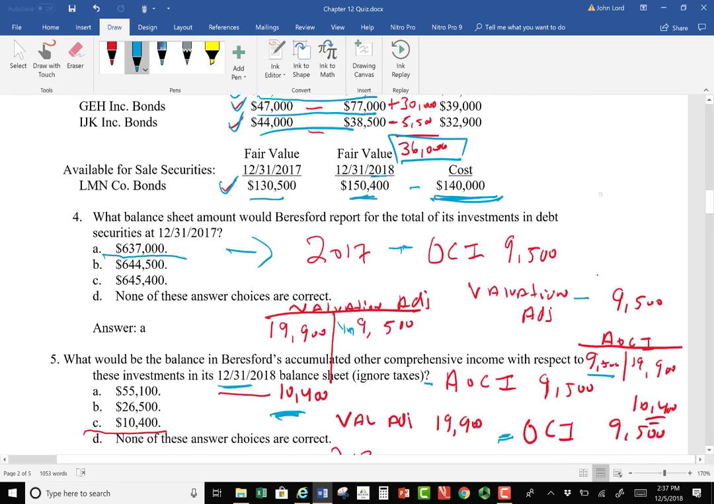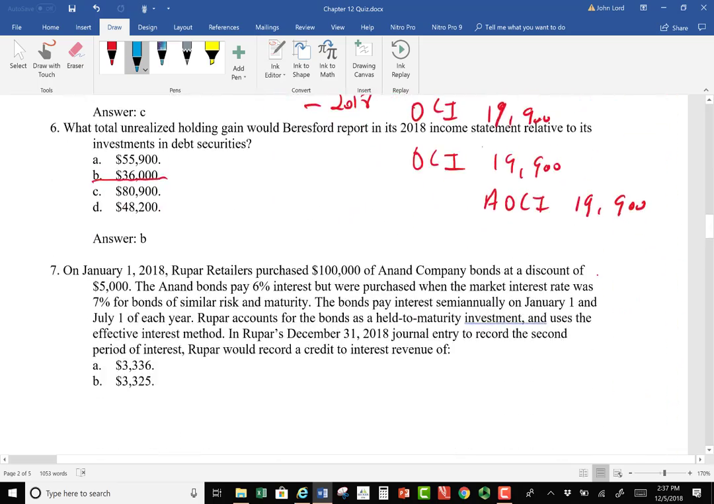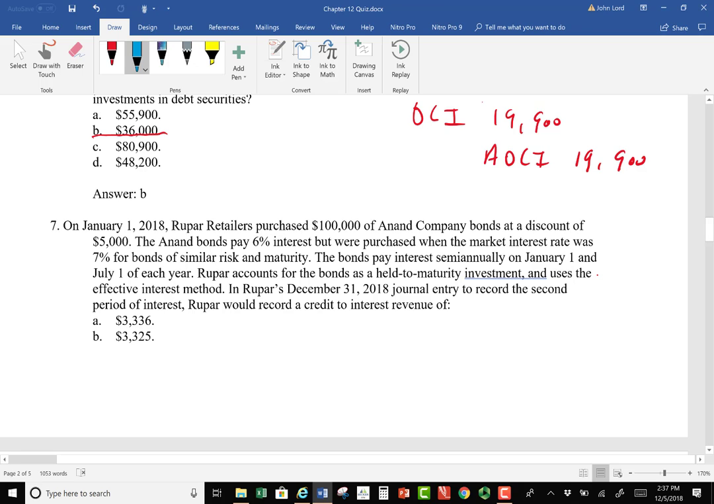Okay, good. Let's take a look at this next one. On January 1st, 2018, Rupar Retailers purchased 100,000 of Anand Company bonds at a discount of 5,000. Okay, now let's just deal with that right out of the gate here. And I'm going to put the screen up for this one. We can control it now. So we've got this.